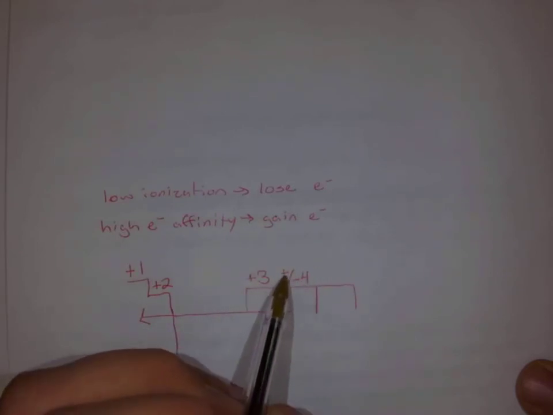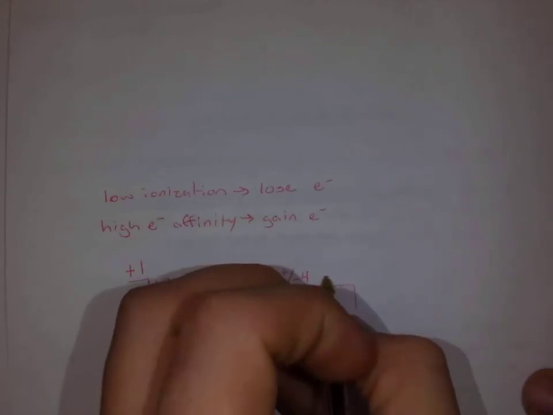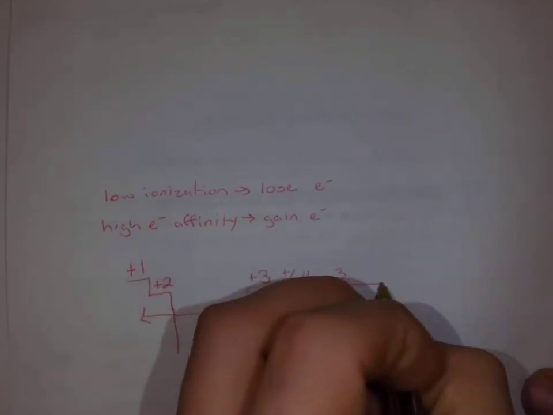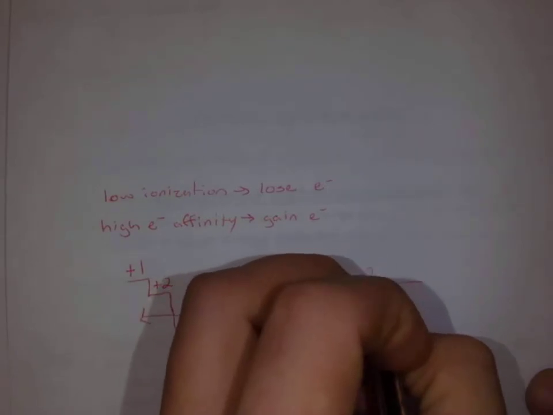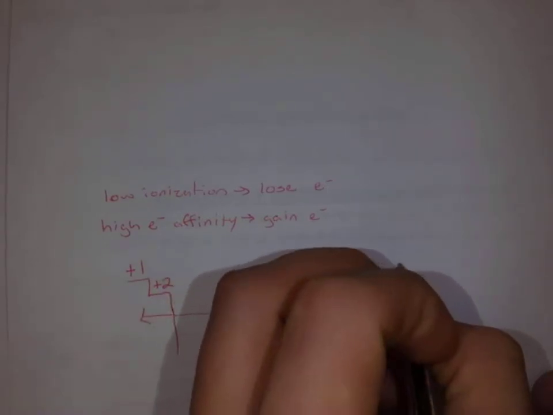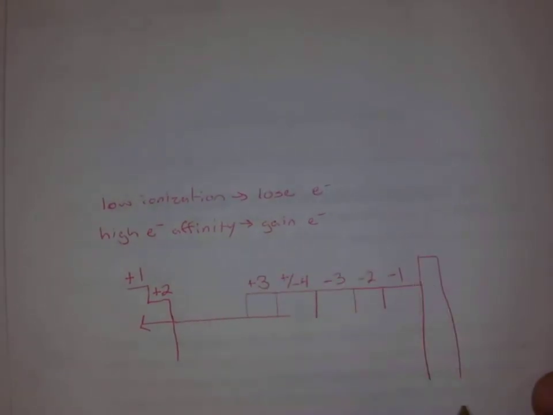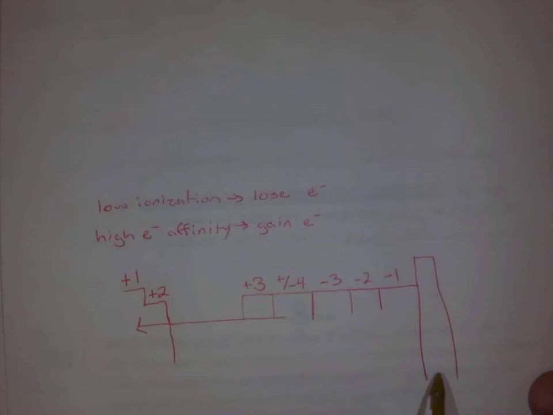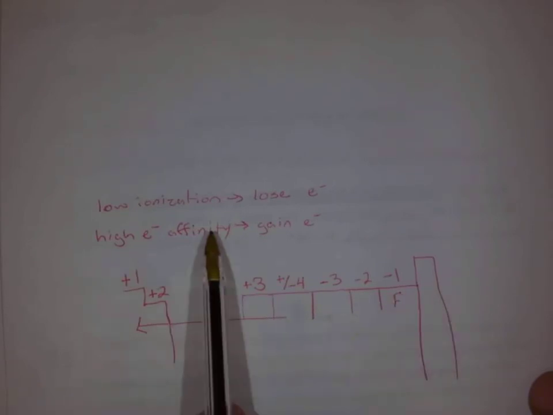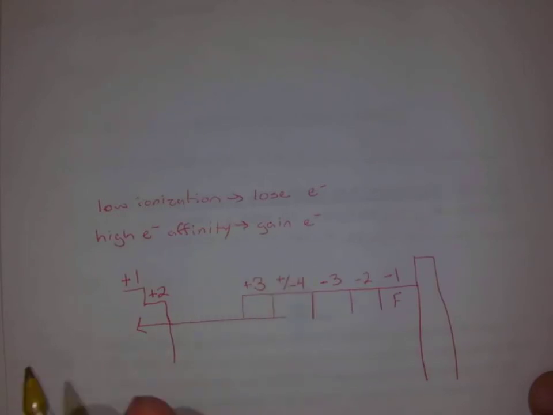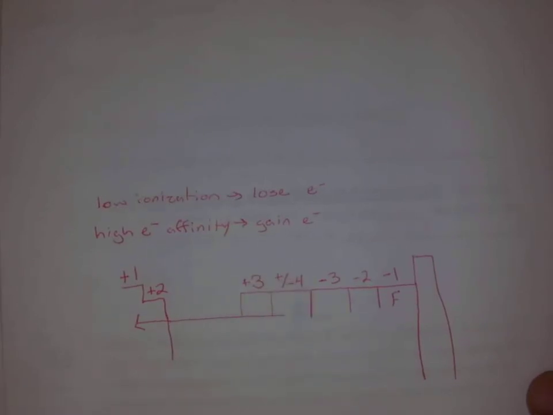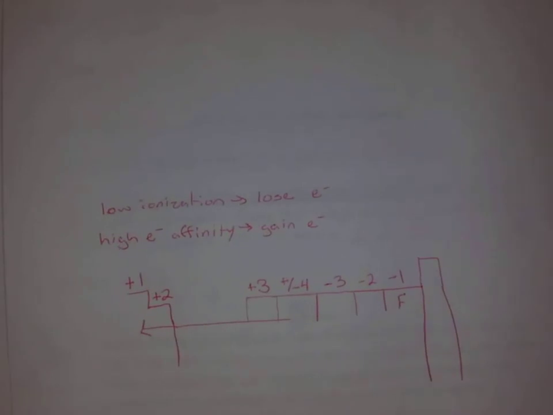It could lose 4 or it could gain 4. Now it's going to go to -3, -2, and -1, and then we've got our noble gases over here, right? The noble gases have our full valence shell, so it doesn't really want to gain or lose any electrons. But fluorine, this would be our fluorine right there, fluorine really wants to gain 1 electron, right? So it's got a really high electron affinity, really high electronegativity. It really wants to gain that 1 electron so that it can have that full valence shell, okay?